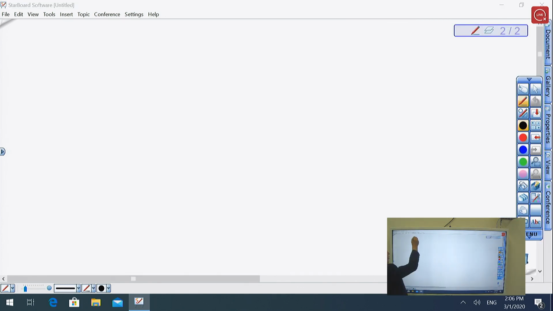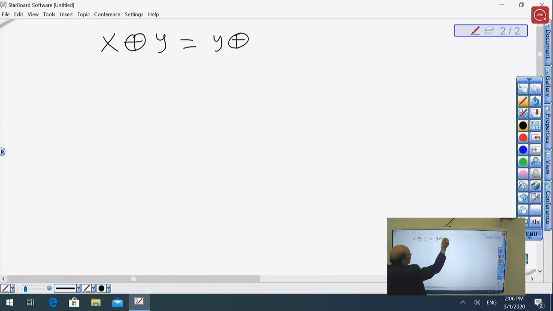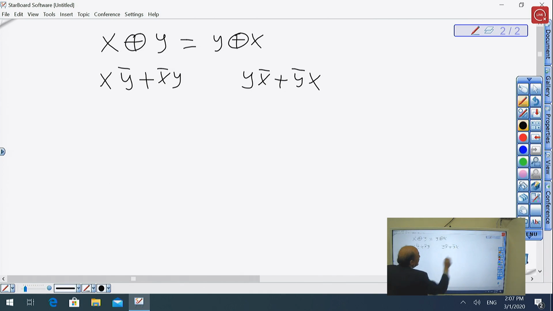Regarding the exclusive OR, X exclusive OR Y is equal to Y exclusive OR X, and it's very easy to prove that, since the left side is equal to X not Y or not X Y, and the right side equals Y not X or not Y X. So they are the same.